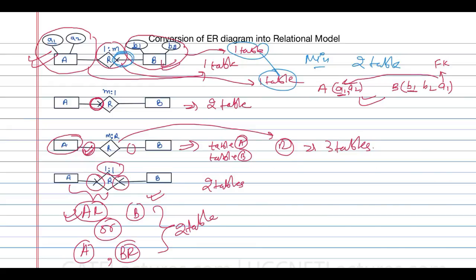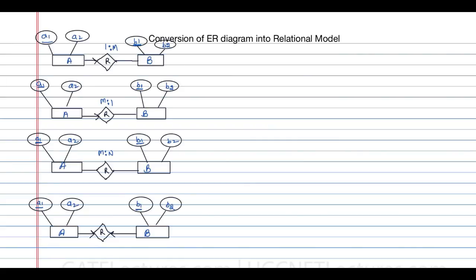Okay, now let us take more examples after this. Let us see how many tables are required to convert these ER diagrams. So take the first diagram. Here you can see that it is a one-to-many relationship because we have a key constraint here, and we have already done this kind of example. So we already know that for this example we require 2 tables only.